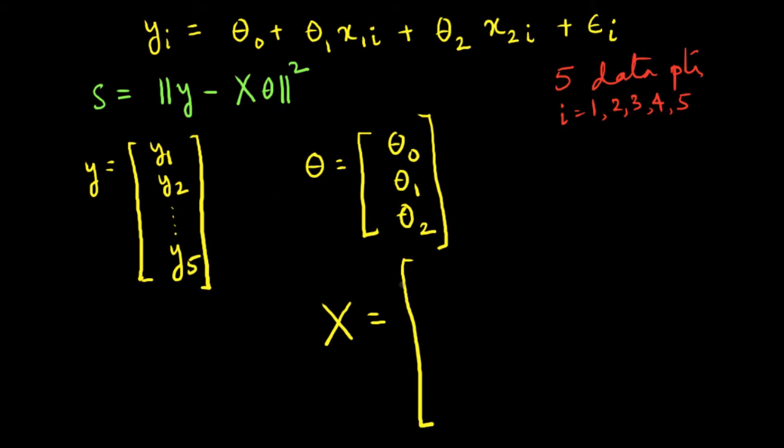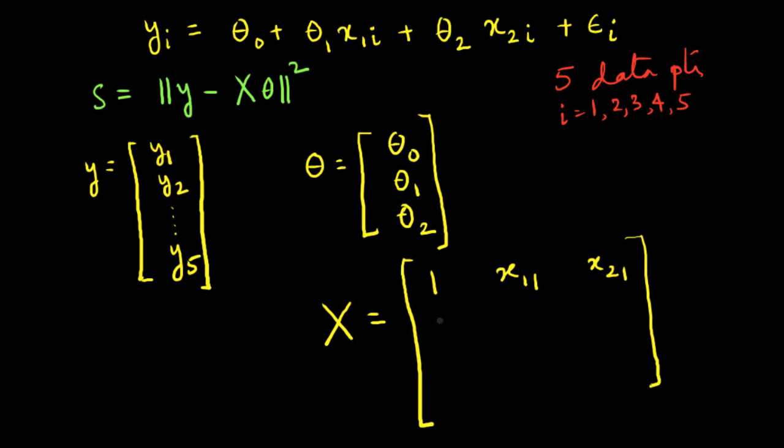So now in X we should have 1, x1 1, x2 1, that will form the first row. So this row multiplied by this theta will give you 1 into theta 0, x1 1 into theta 1, and then theta 2 into x2 1, and that plus epsilon i will give you yi.